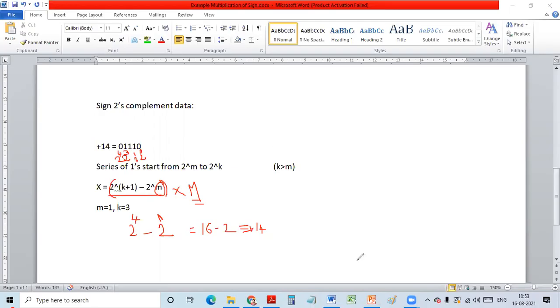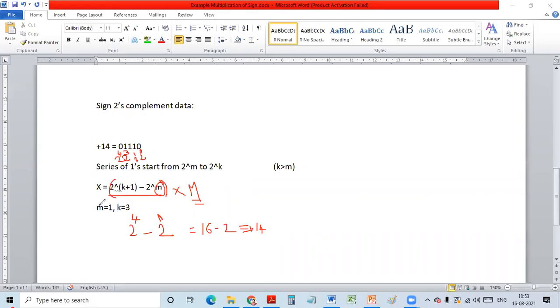Am I clear? Yes, ma'am. So the multiplicand has to be shifted left side by m bits, and that value has to be subtracted from another product where the multiplicand is again shifted left side by k plus 1 bits. In this way, this is the procedure that is followed in Booth's algorithm. The algorithm that multiplies signed 2's complement data has a specific name, that is called Booth's algorithm.